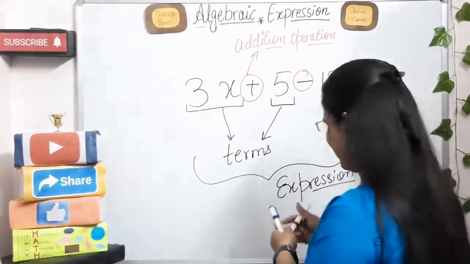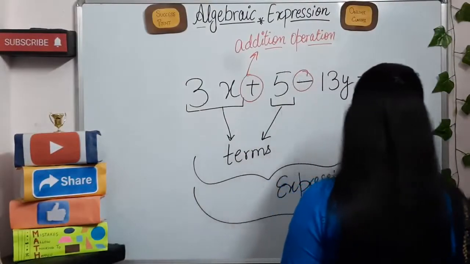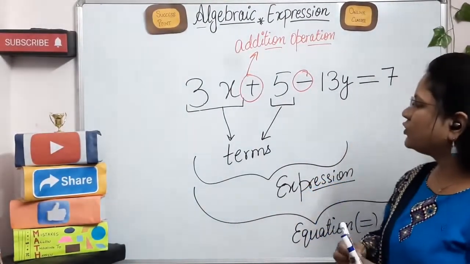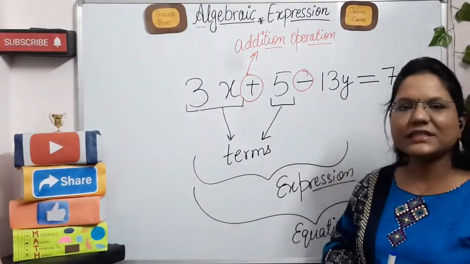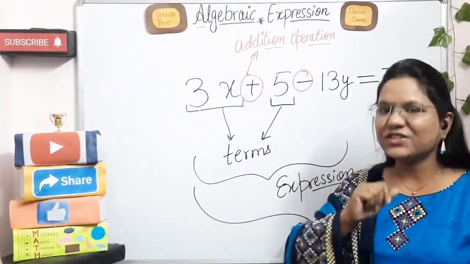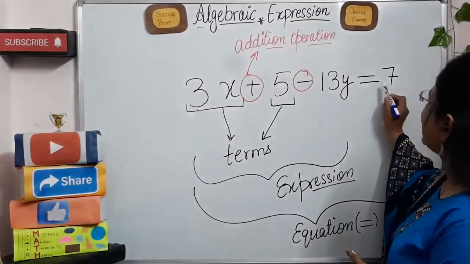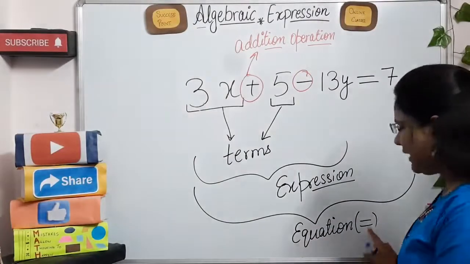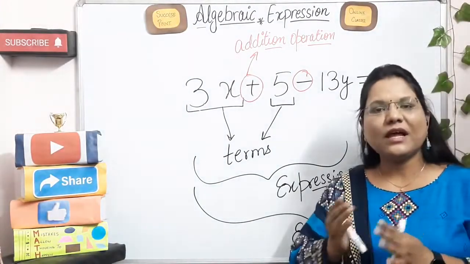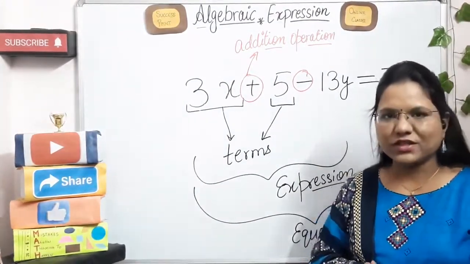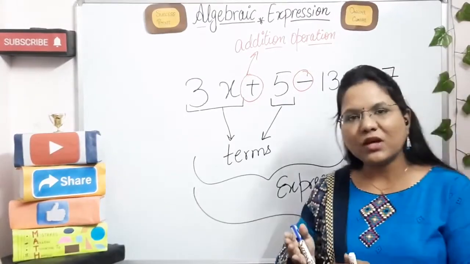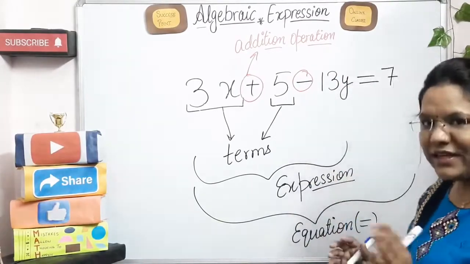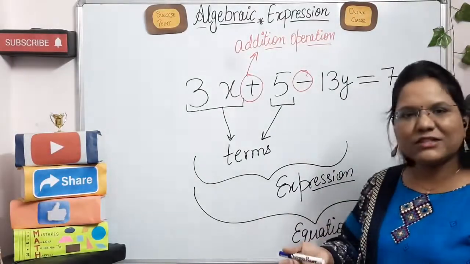Okay, so let's write it down. So 3x plus 5 minus 13y is an expression, very good. And if you get an equals to sign with it, it is an equation. So I just put the equals to sign also. It will help you understand what an equation is. If you get a greater or smaller sign, then we can't call it an equation. So what is an equation? When you get an equals to sign.